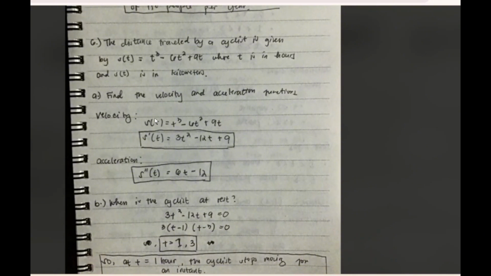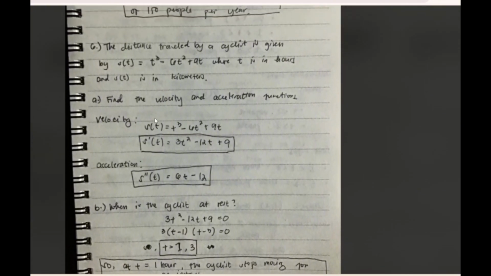Number 6. This is about cyclist motion. The distance traveled by a cyclist is given by S of t equals t cubed minus 6t squared plus 90, where t is in hours and S of t is in kilometers. Question A. Find the velocity and acceleration functions.